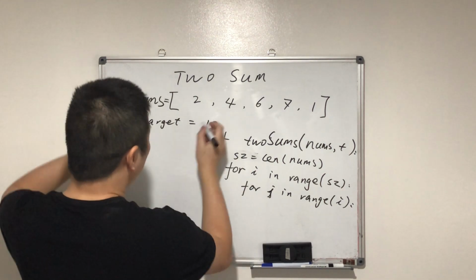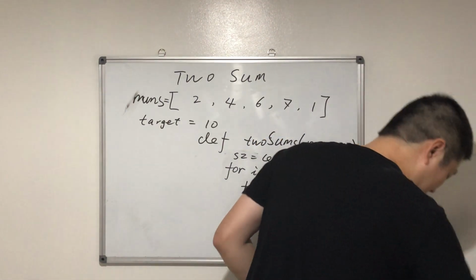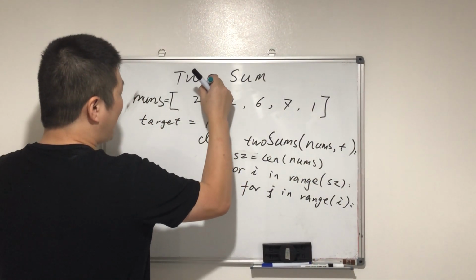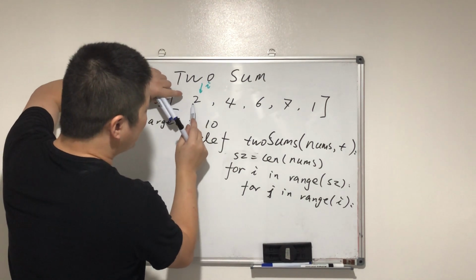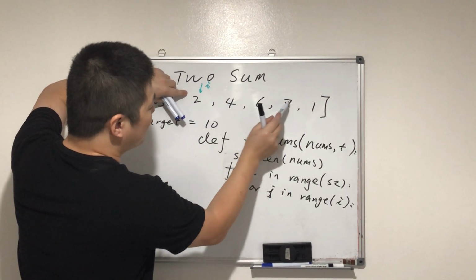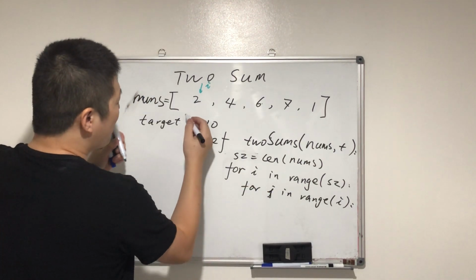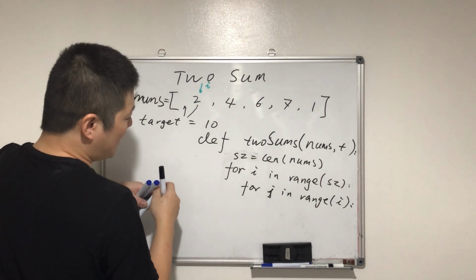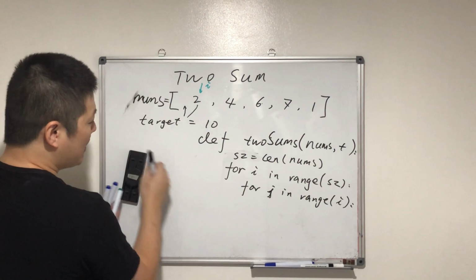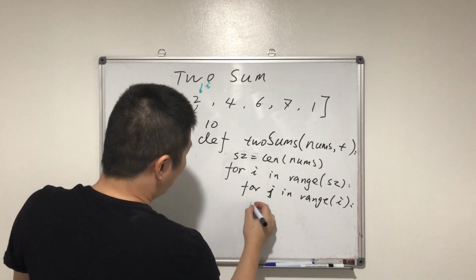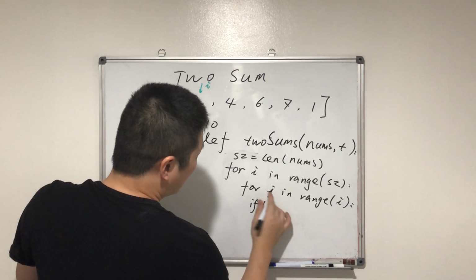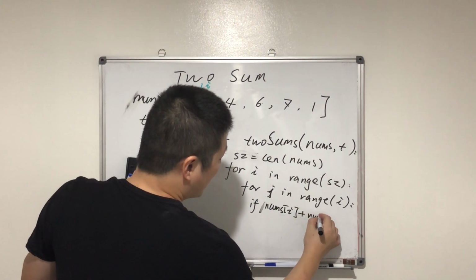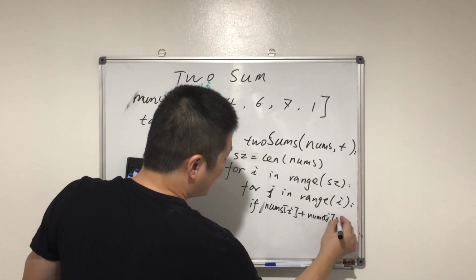So now we've got it. Let me use the red pen. Here we've got the i, which will be pointing to the first, second, third, fourth, and fifth element, and j will be pointing from the start until but not equal to i. Now I've got the numbers nums[i] and nums[j]. So here's the interesting part: if nums[i] plus nums[j] equals T.